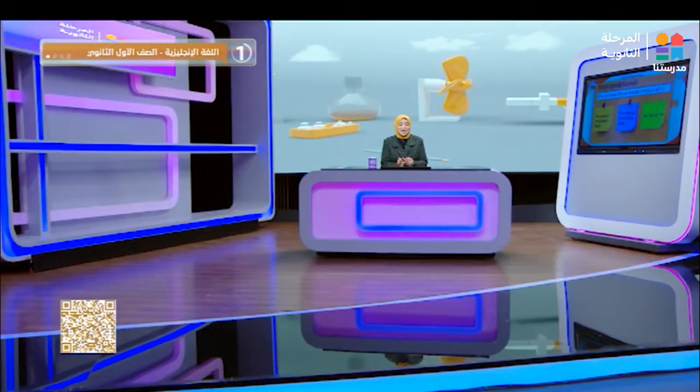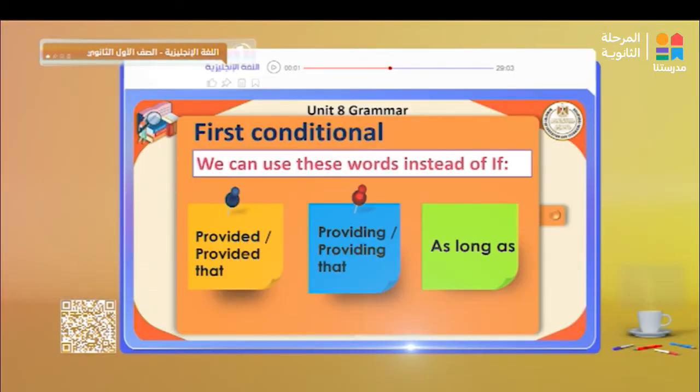We can say provided that. Provided that. We can say on condition. We can say as long as. We can say providing or providing that. That is optional. We can put it or remove it. Provided, provided that, providing, providing that, or as long as. We can also say in case, on condition. All these words can be used instead of if.